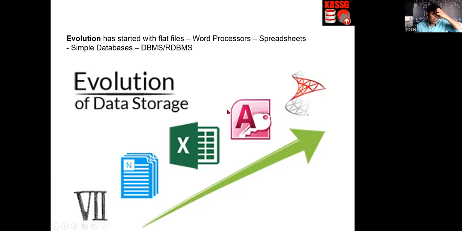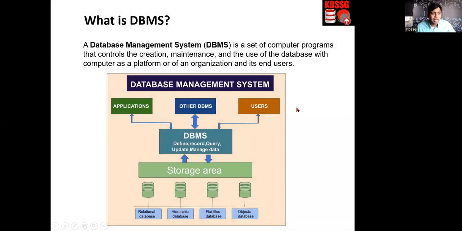If you install Microsoft Office in your laptop, Word, Excel, PowerPoint, Access comes with it. Access is a very small database. It cannot be big. It can be a small scale database. And then Microsoft finally introduced SQL Server. This is our SQL Server logo.